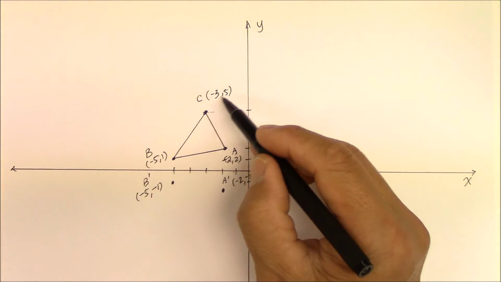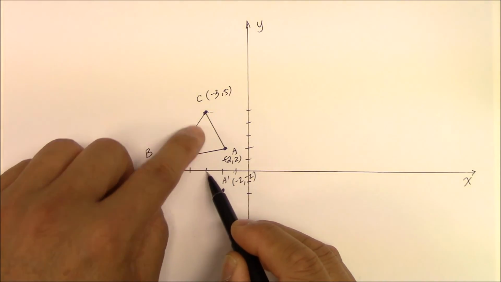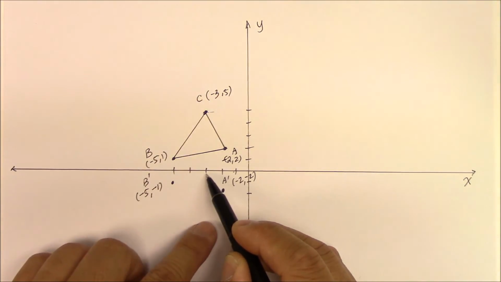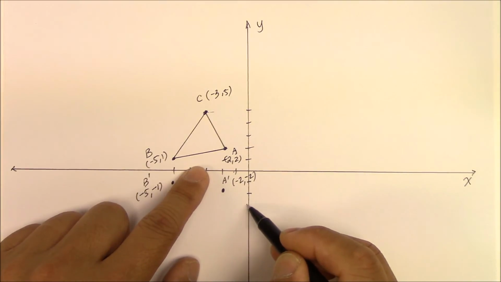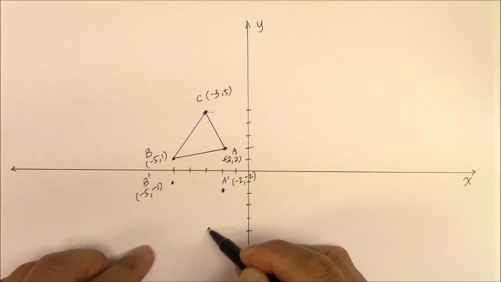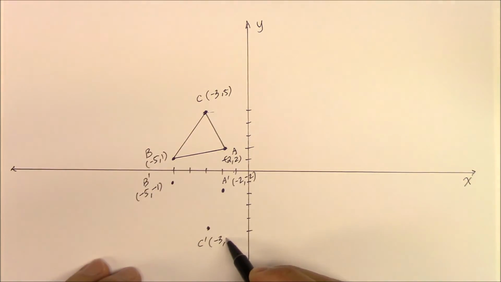And finally the C is -3. Again, that does not change, 1, 2, 3, but instead of going upward, you're going to go downward, opposite of the direction. So it's going to be -3 and -5 on this side. So 1, 2, 3, 4, 5, right there, somewhere. So this is the C prime at -3 and opposite of 5, which is -5.